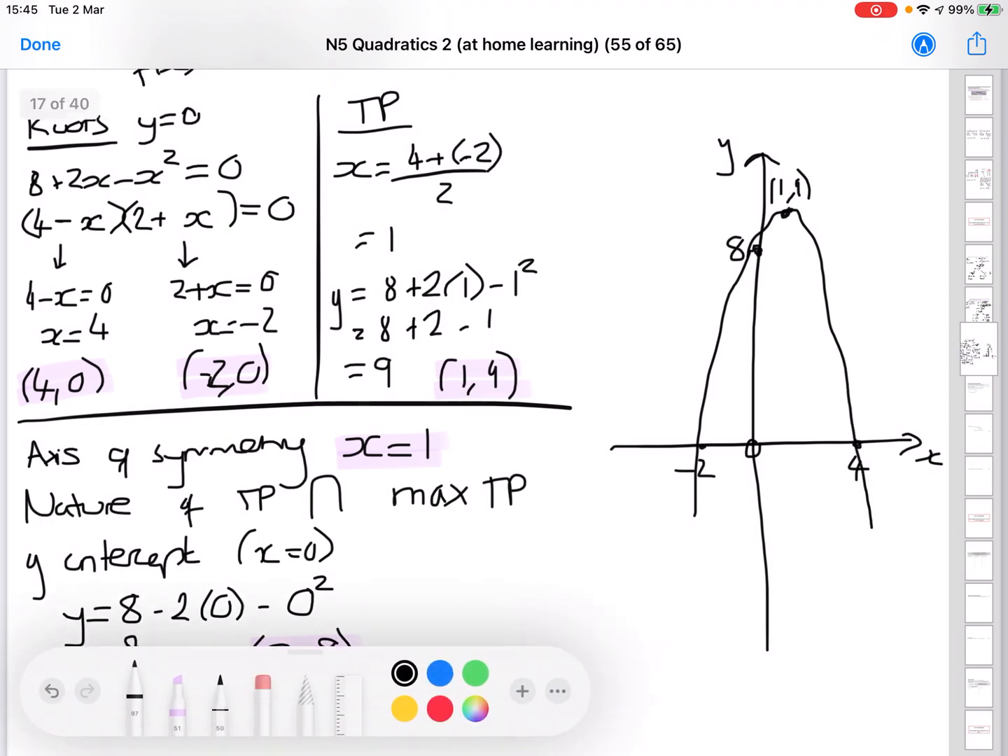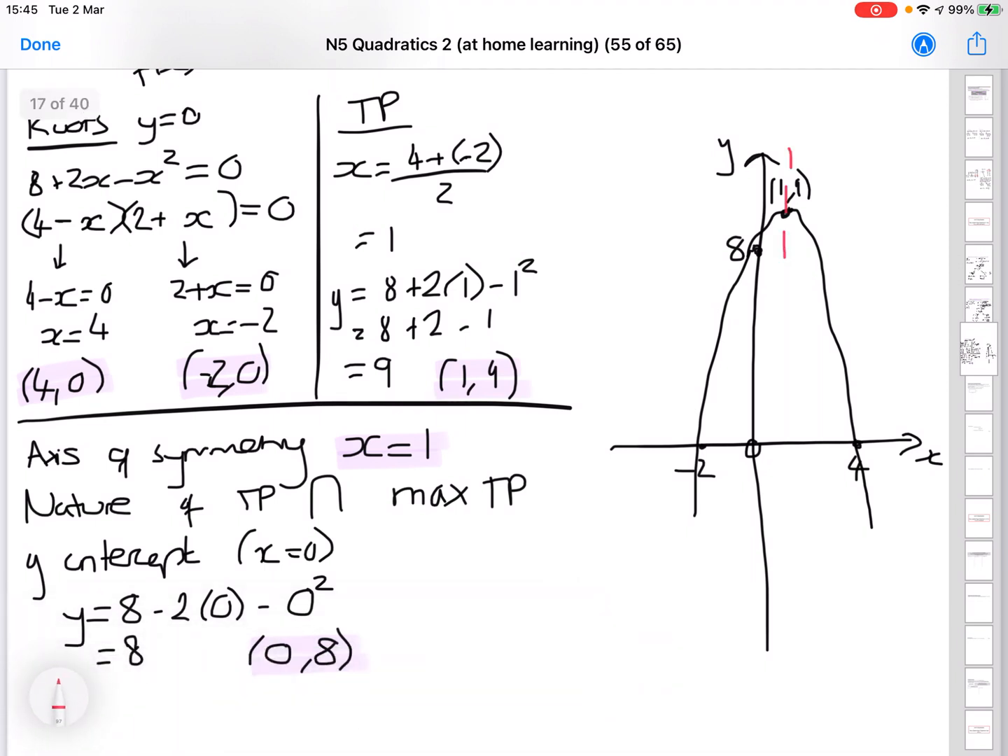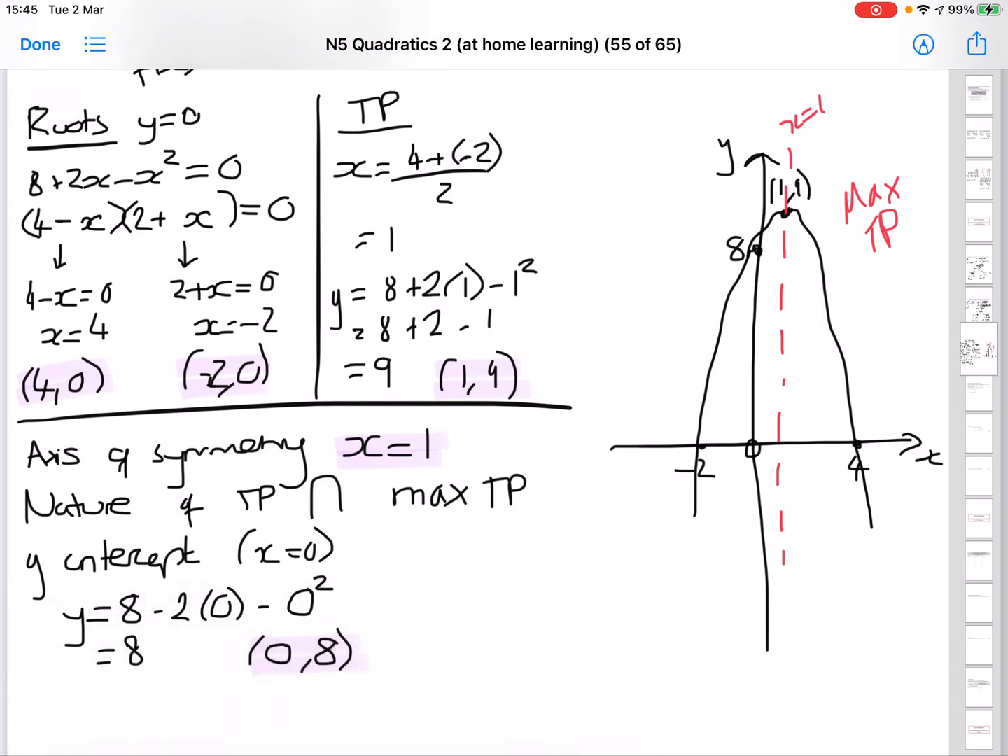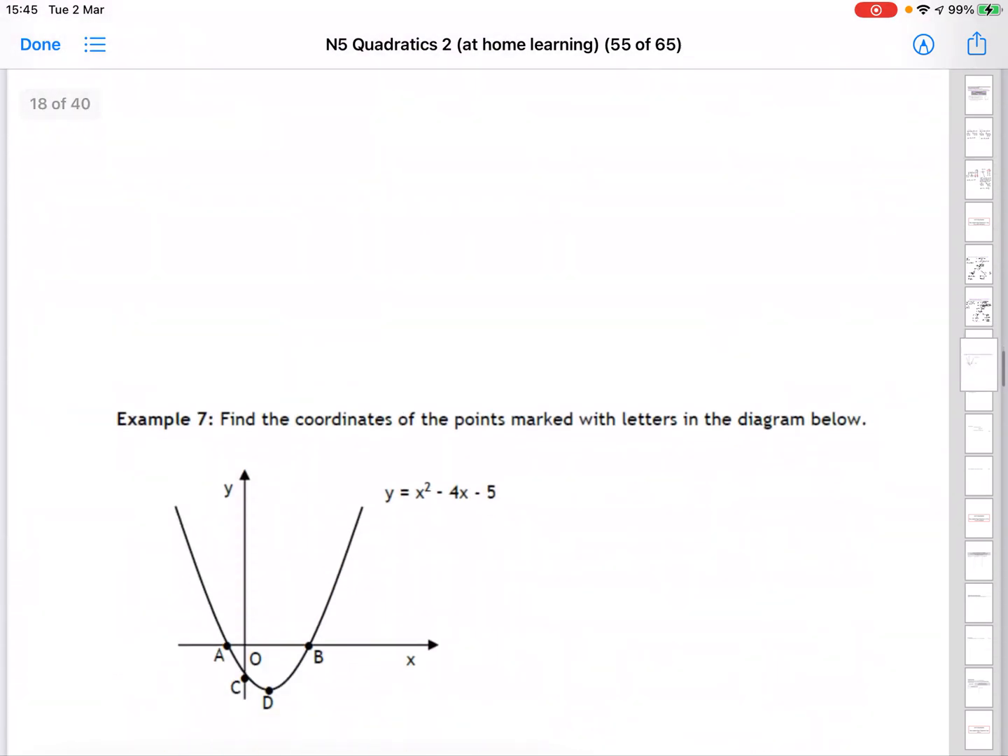And then the last thing I'm going to do is my line of symmetry as a dotted line right down the middle, and I'm just going to write x equals 1 beside that, and it's a maximum turning point, so I'm just going to write that onto the picture as well. Okay, so hopefully that's a good reminder for you of sketching your quadratics.